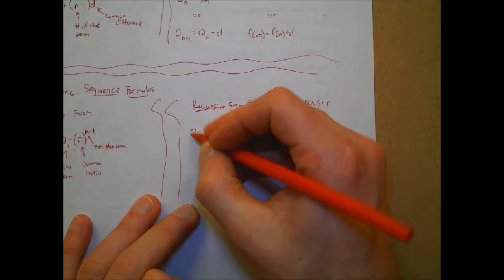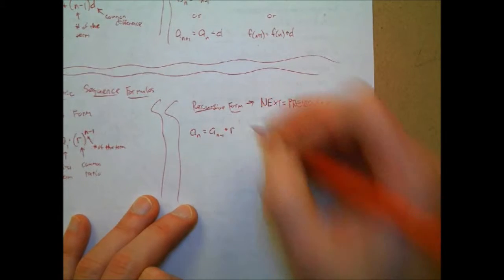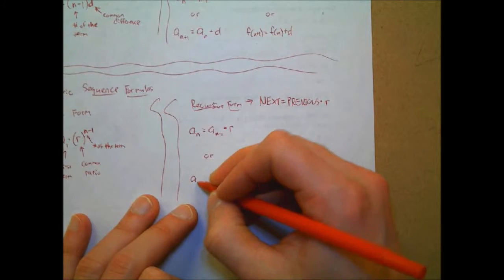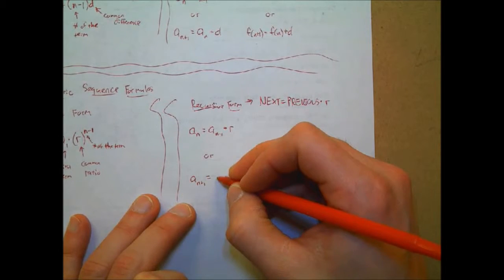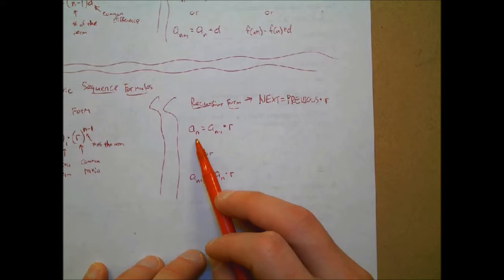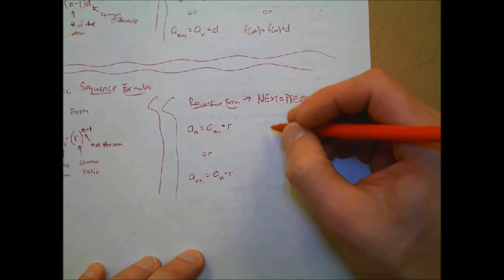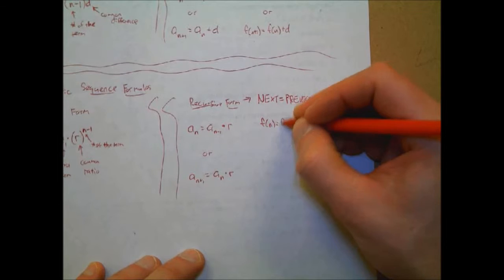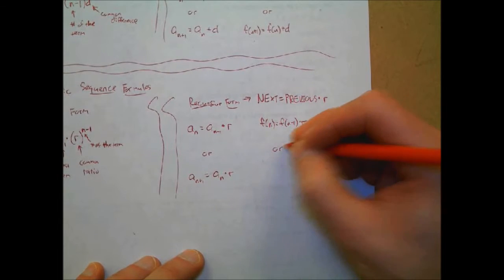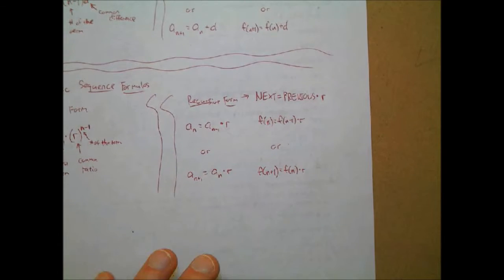So for example, if I have a sub n, then to find a sub n, I need to know a sub n minus 1, and I'll multiply it by r. Or, if I want to find a sub n plus 1, that's equal to a sub n times r. Next is equal to the previous term times the common ratio. And again, I can do it with function notation too. f of n equals f of n minus 1 times r, or f of n plus 1 equals f of n times r. These are all saying the same thing, basically. It's just where they're starting and where they're going to. But it's basically the same pattern.